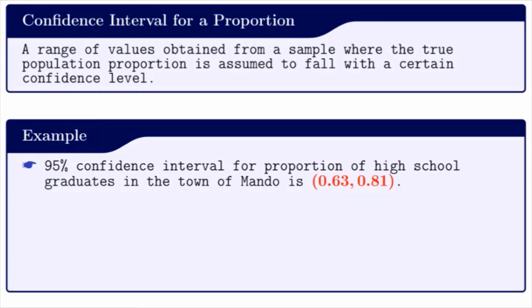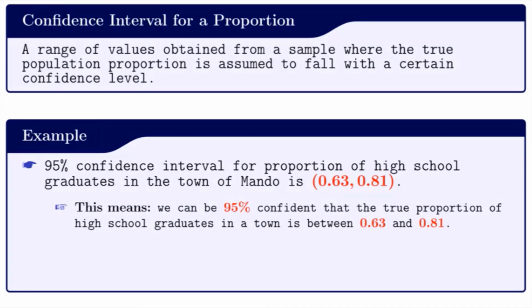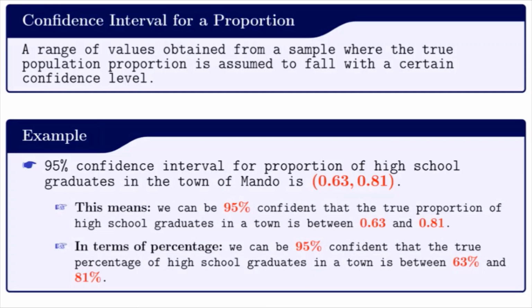Here, the 95% confidence interval for the proportion of high school graduates in the town of Mando is 0.63 to 0.81. This means we can be 95% confident that the true proportion of high school graduates in the town is between 0.63 and 0.81. And in terms of percentage, we can be 95% confident that the true percentage of high school graduates in the town is between 63% and 81%.